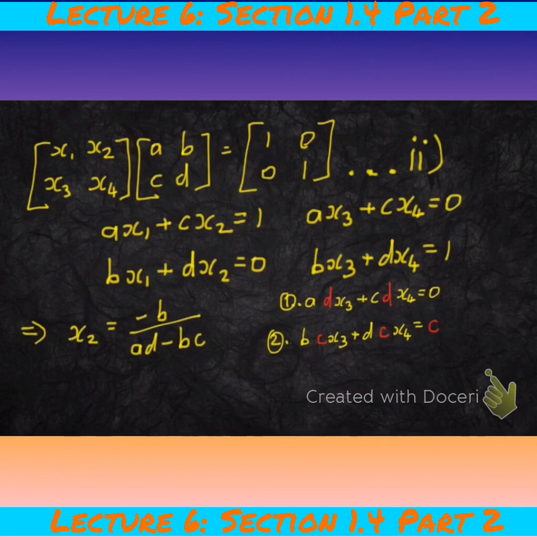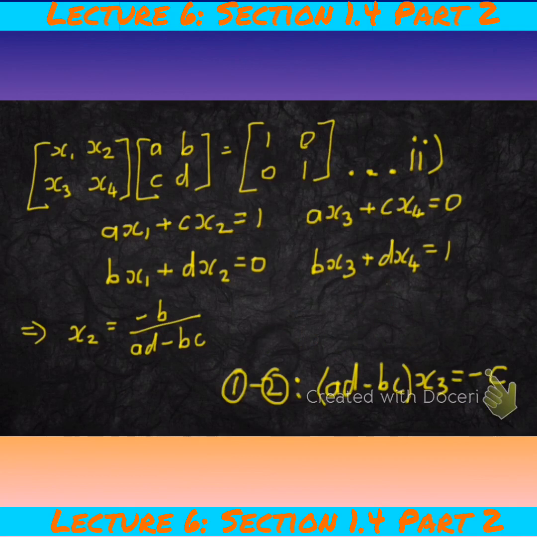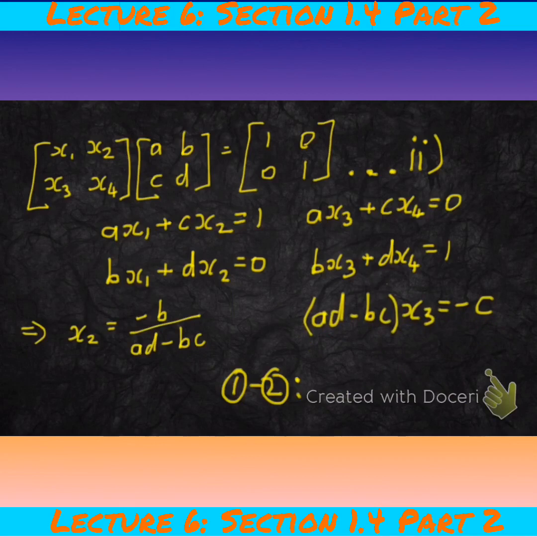What I'm going to do is take 1, and from 1 I'm going to subtract 2, and basically that is going to lead to AD minus BC times x3 is equal to minus C. And again, because AD minus BC is a non-zero number, I can go and solve for x3 as minus c divided by this non-zero term, which I can cancel on the left. Because it's a non-zero term, I can do that cancellation.